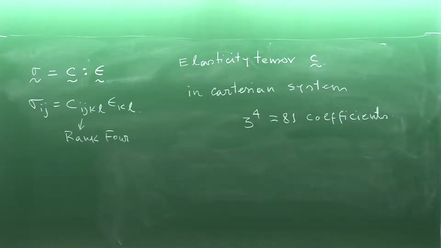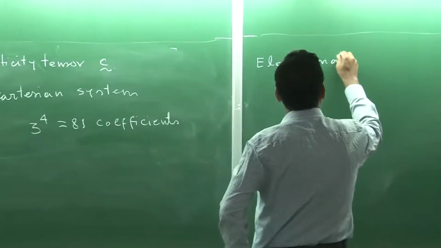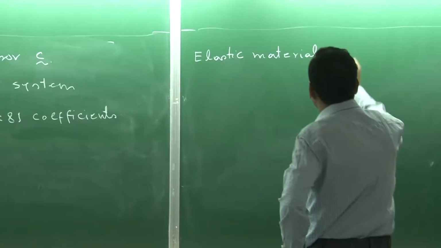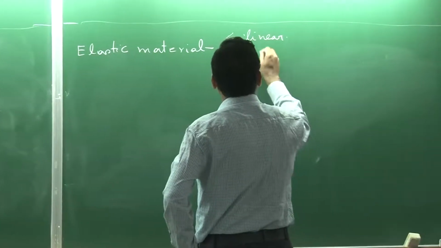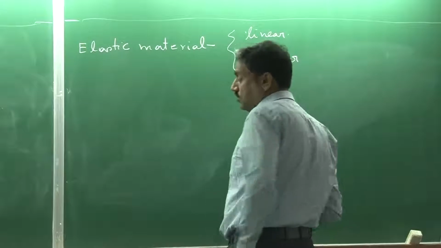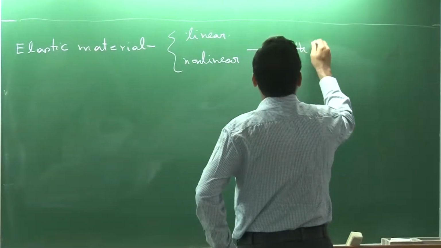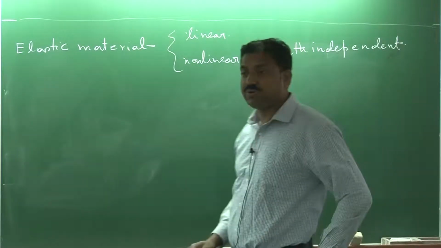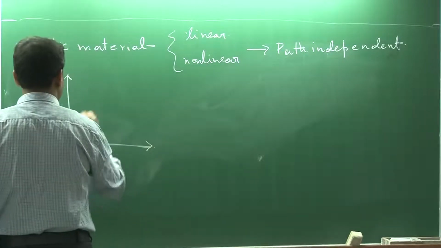Okay. Now, before we go further, what is elasticity? What is an elastic material? Elastic material means the elasticity can be linear or it can be non-linear. It can be linear elastic, it can still be non-linear elastic, mind that. The main important thing is that it needs to be path independent. So, basically the stresses should not depend on the path of loading.